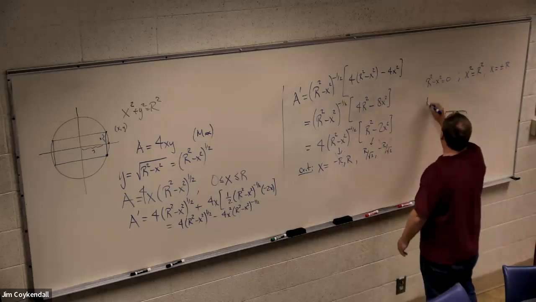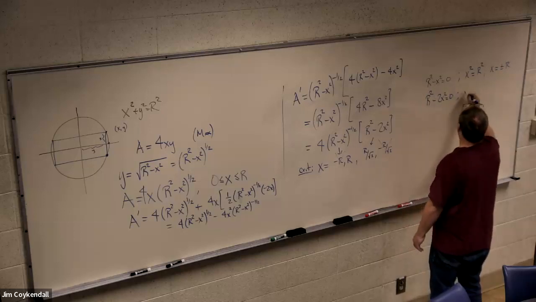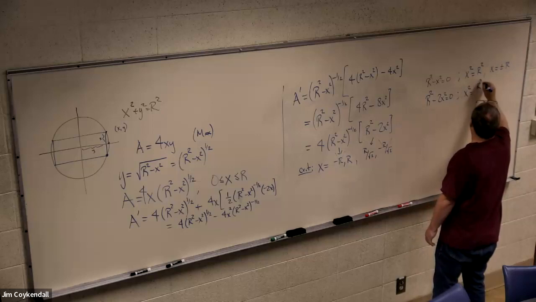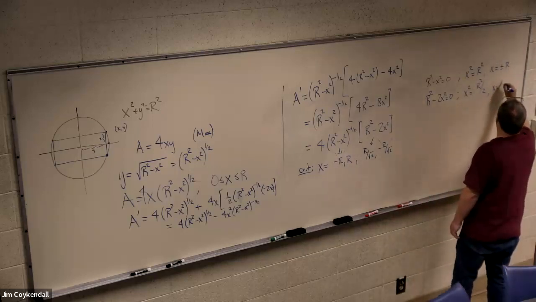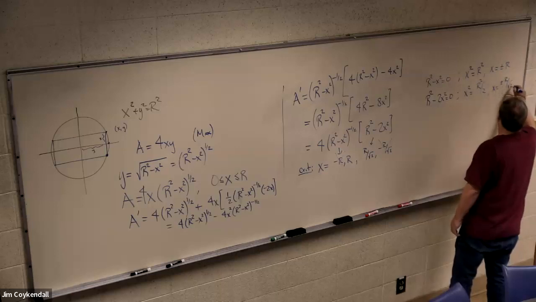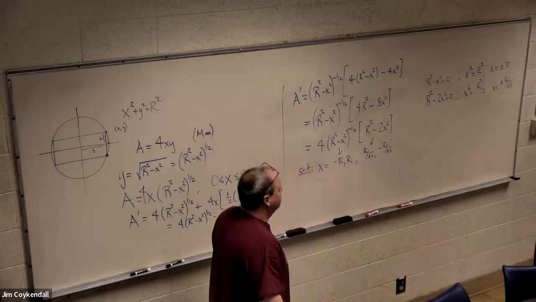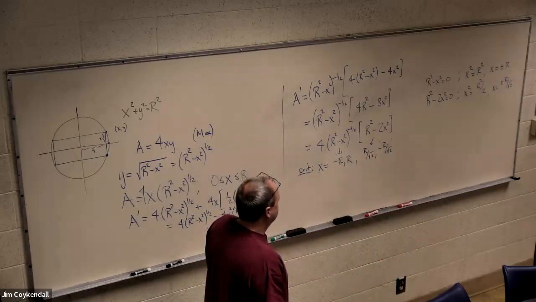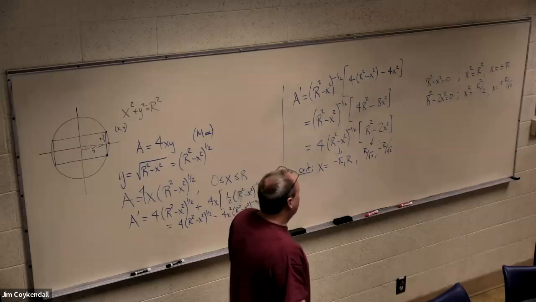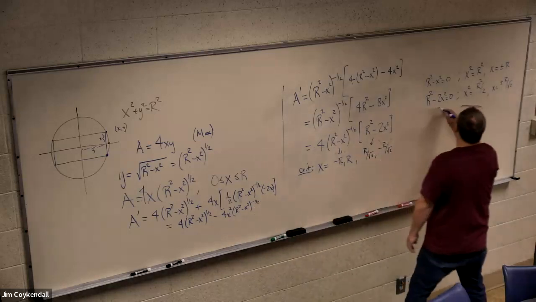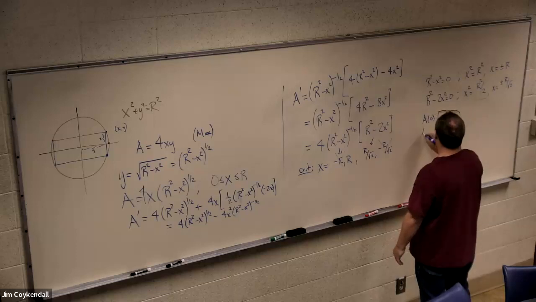The other one I get a little bit complicated. This means x squared is r squared over 2. So x is plus or minus r over square root of 2. Everybody with me? All I'm going to do now is plug stuff in. So, A, I got to plug in the endpoints.